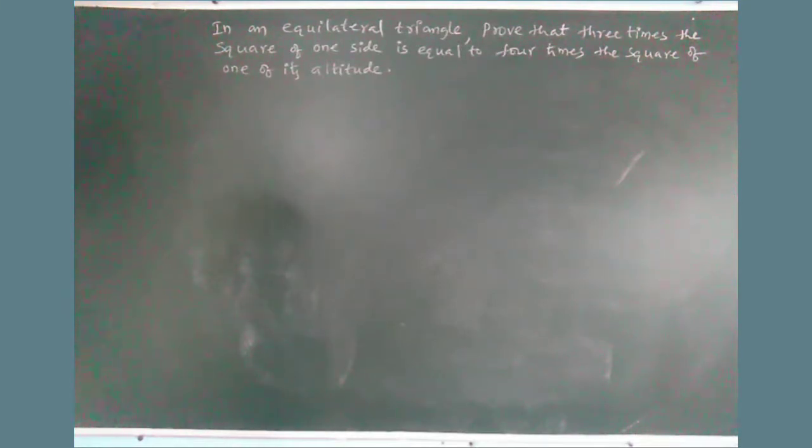So look at this statement now. In an equilateral triangle, prove that 3 times the square of one side is equal to 4 times the square of one of its altitudes.